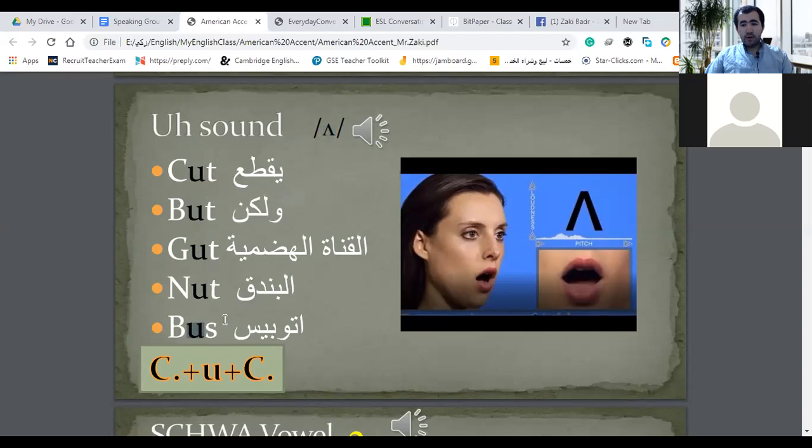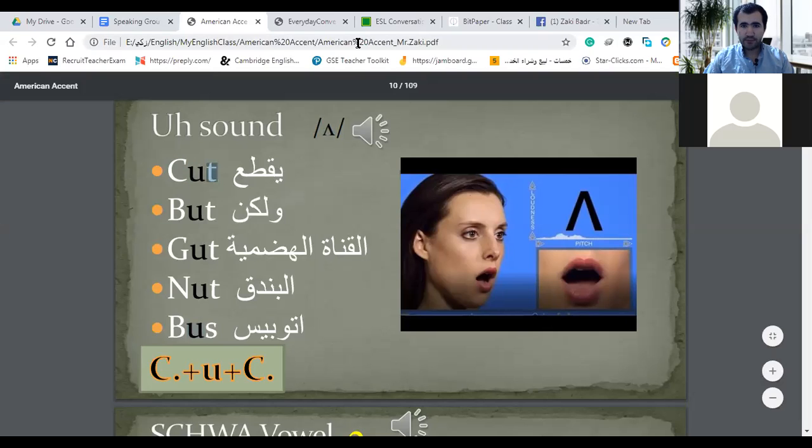So this sound usually exists in words where U is between two consonants. Some words may be different, but usually it's between two consonants. U between two consonants. Okay? All right, very good.